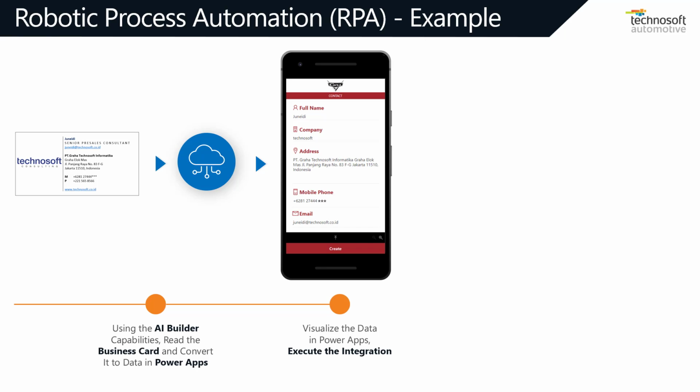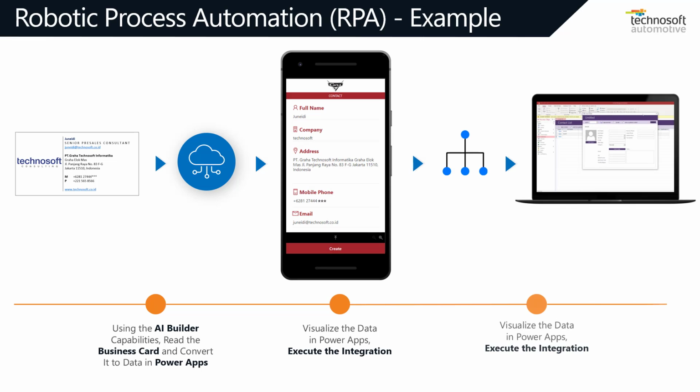Next, assume that we have a legacy application that's running on Microsoft Access and doesn't have any API, but we really need to create this contact in this system. So we will use RPA to connect and automate this process. I will show you how easily we can create this automation using UI flow and the RPA capability in Power Automate. So let's get started.